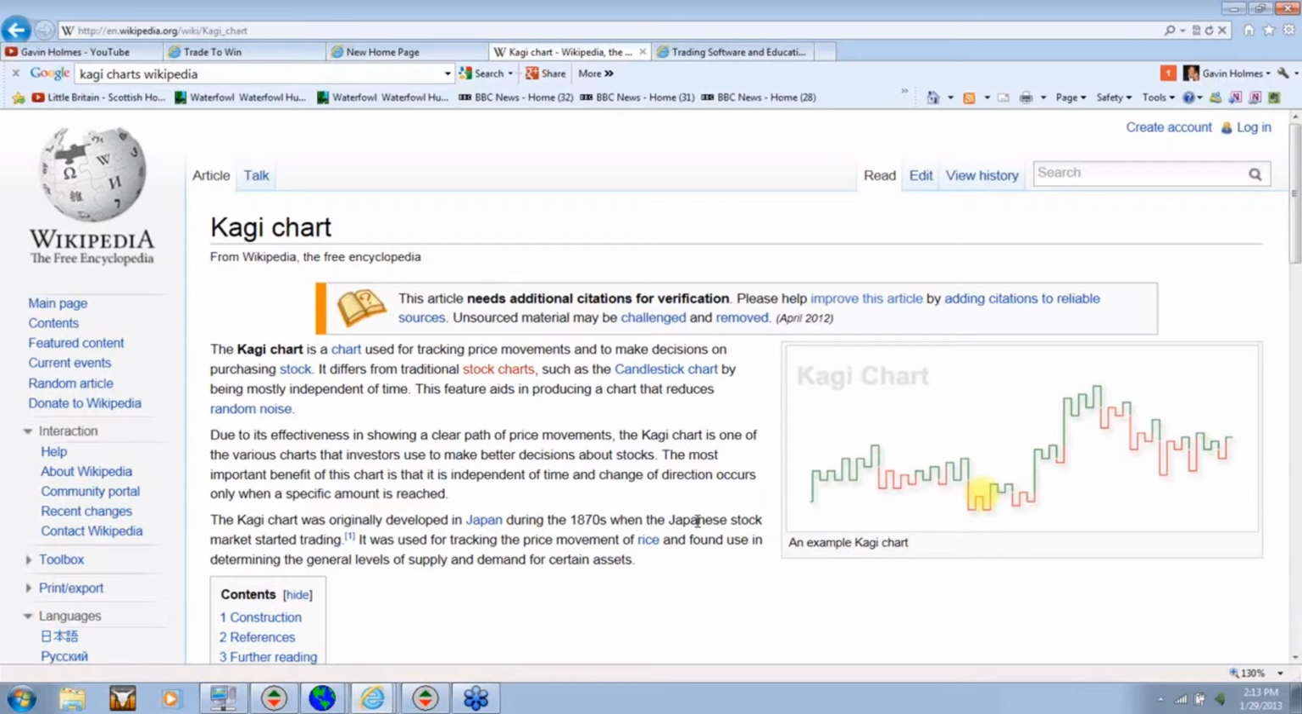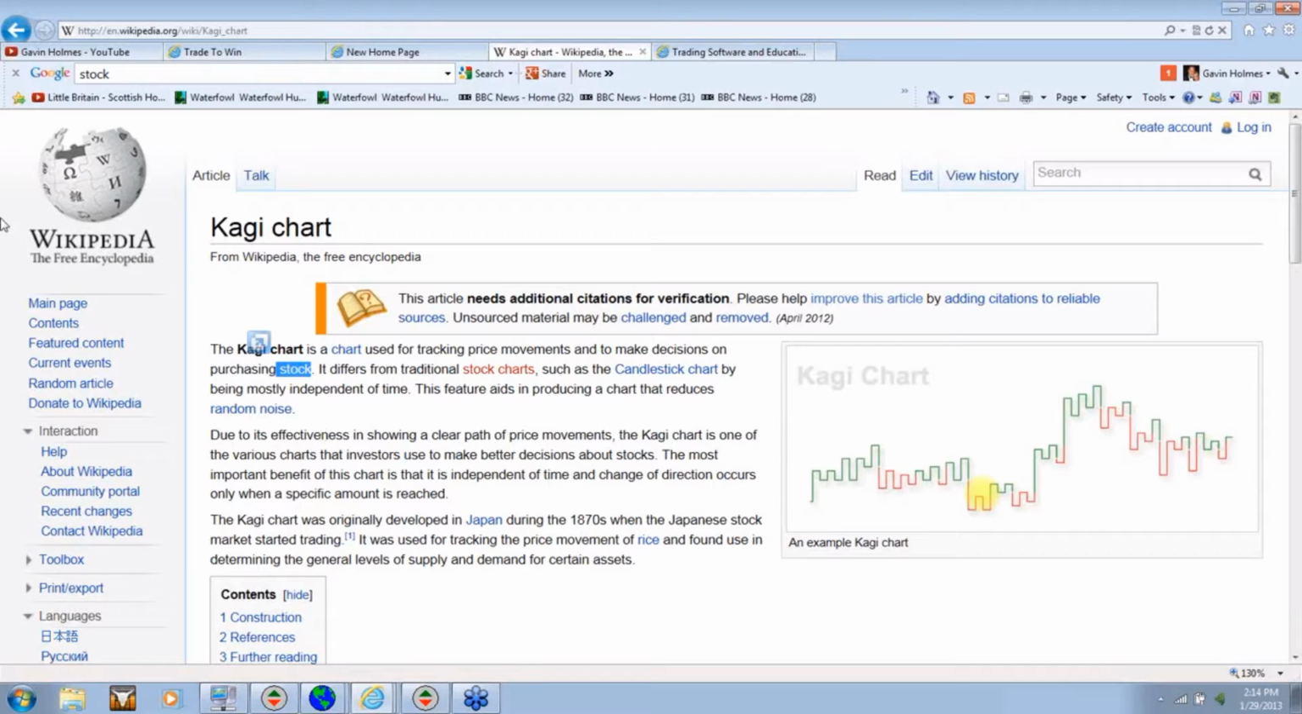So the Kagi chart is a chart used for tracking price movements and to make decisions on purchasing. Now it says here in Wikipedia stock, but I'm going to show you today how you can use this in Forex, commodities and futures. It differs from traditional stock charts such as the candlestick chart by being mostly independent of time. This feature aids in producing a chart that reduces random noise. Due to its effectiveness in showing a clear path of price movements, the Kagi chart is one of the various charts that investors use to make better decisions.